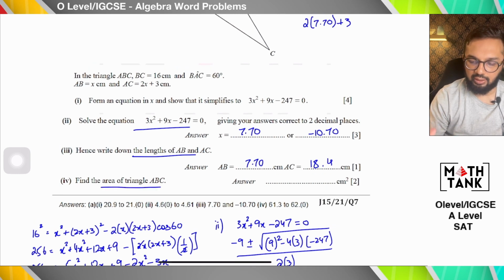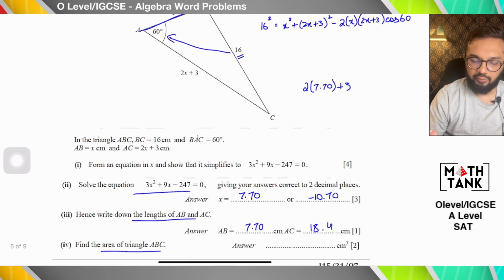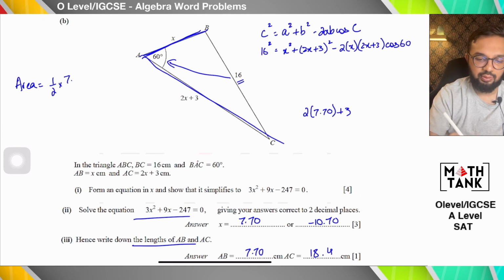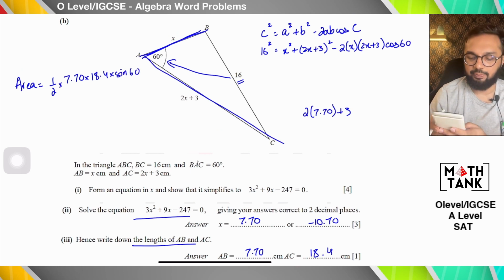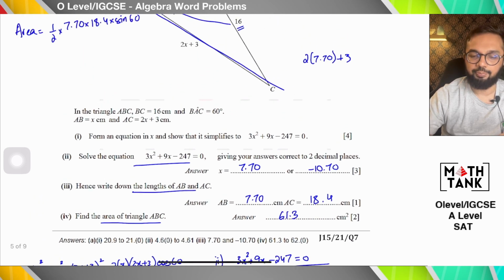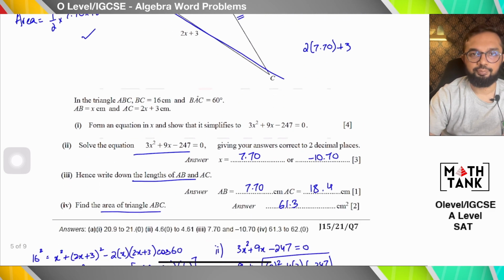Okay, find the area of the triangle ABC. So I can use area equals half AB sine C. So half, I'm going to use this side and that side and the angle 60. So 7.70 into 18.4 into sine of 60. I'm getting 61.3, and yes, that's the correct answer, I think. Yeah, 61.3. So that's the area then.